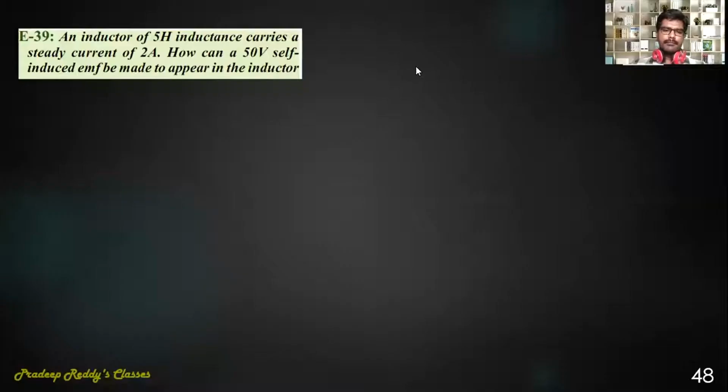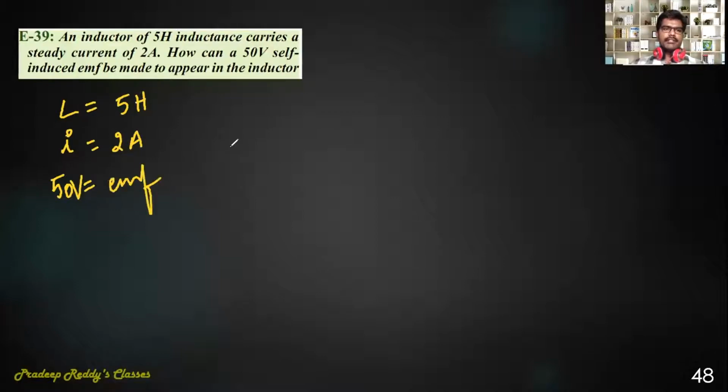Question. Inductance of the inductor is given as 5 Henry, and this is carrying a steady current I equal to 2 ampere. How can a 50 volt self induction induced EMF be made to appear in the inductor? In order to produce an EMF of 50 volt, what we need to do? You need to change current in the circuit, right?